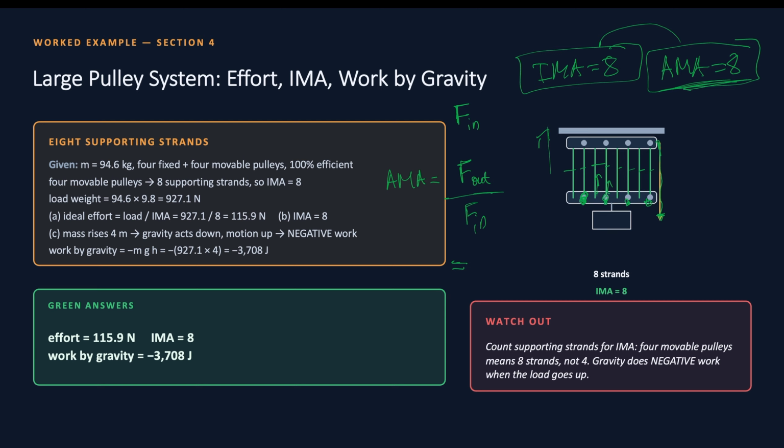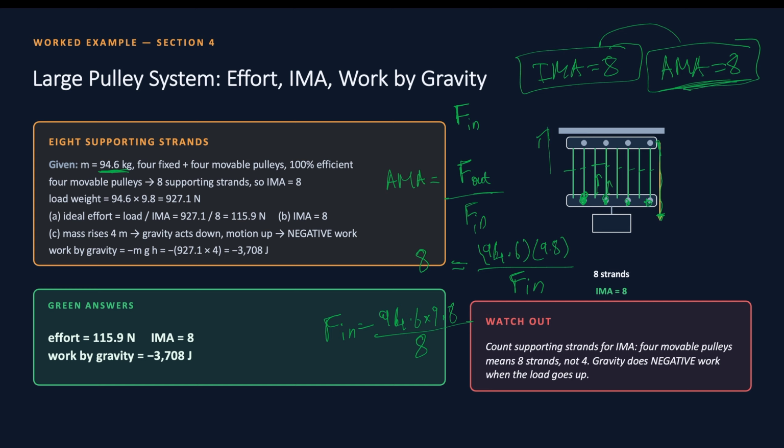So force out here would be 94.6 kgs, right? 94.6 times gravity, 9.8 meters per second squared. So let's see, 94.6 times 9.8. That's in newtons, right? So we have a force here, divided by force in. And actual mechanical advantage is 8. So force in is equal to 94.6 times 9.8 divided by 8.